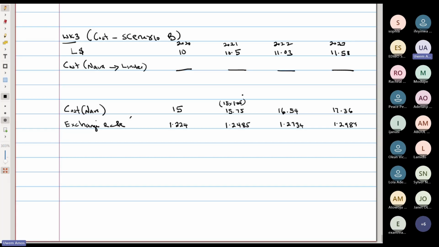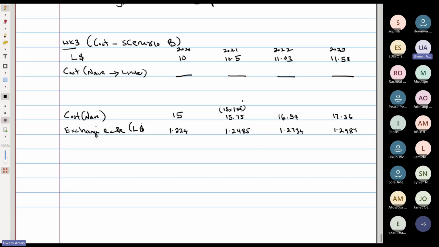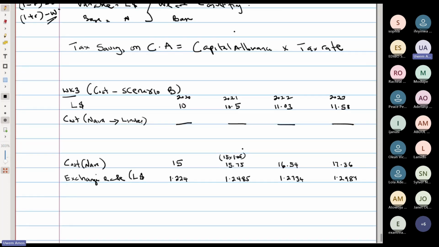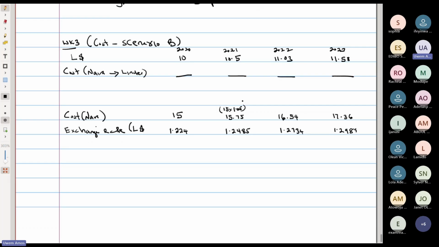Okay, so these exchange rates are Lindarian dollar as a variable. And because we are converting from the base, which is naira, to the Lindarian dollar, we multiply. So if you want to get that, please refer to our previous class, right before this one. Okay, so let's get our conversion quickly.